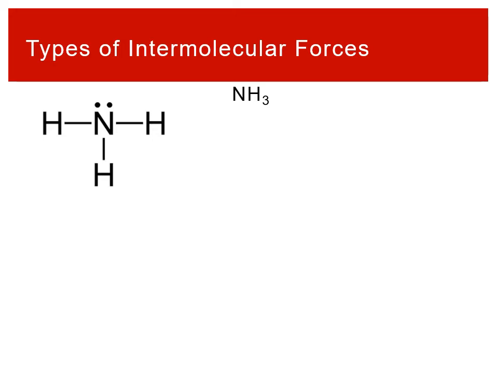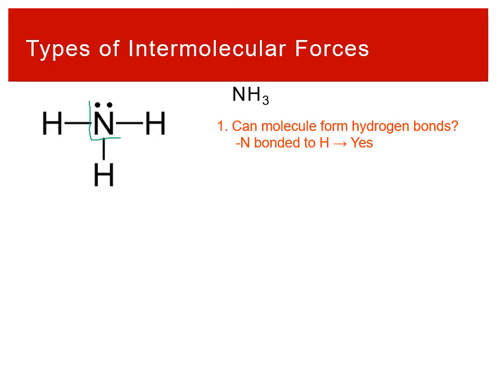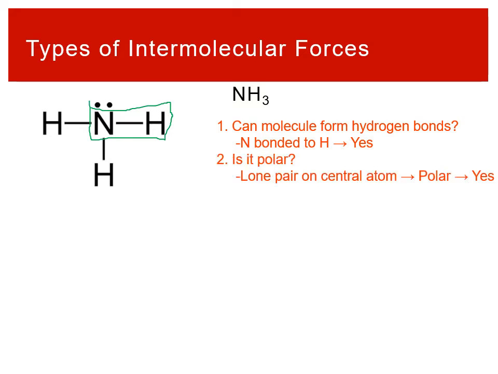NH3, ammonia. Can this molecule form hydrogen bonds? You bet. Nitrogen is covalently bonded to hydrogen. This molecule forms hydrogen bonds. All molecules that form hydrogen bonds are polar, so you would know that right off the jump. But you can also tell that this molecule is polar based off that lone pair on the central atom. It's not just 2 atoms like the CO and the H2. It's nitrogen, a central atom bonded to outer atoms. Lone pair on the central atom means it's a polar molecule.